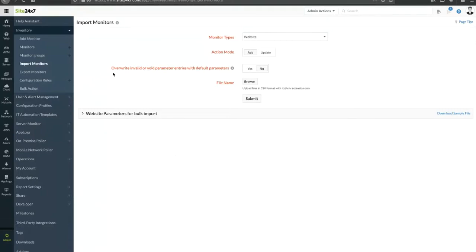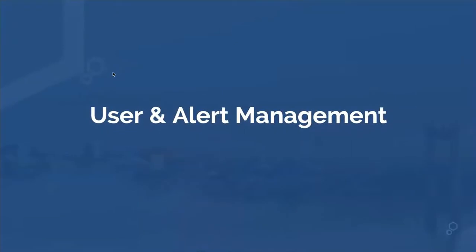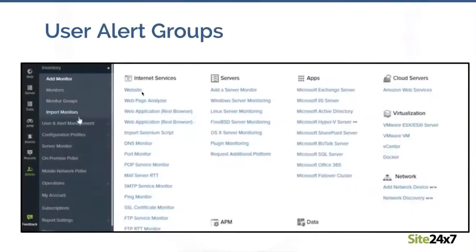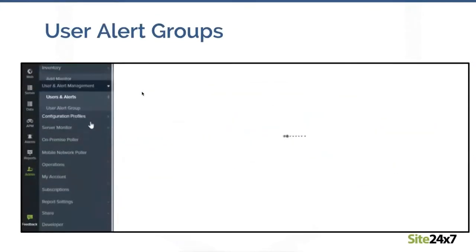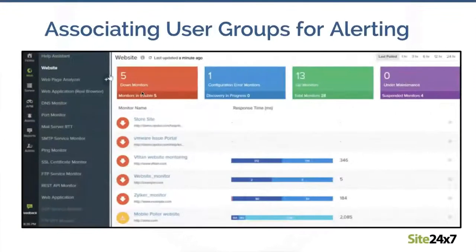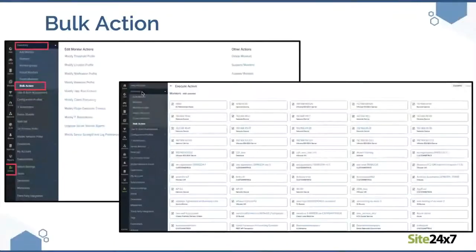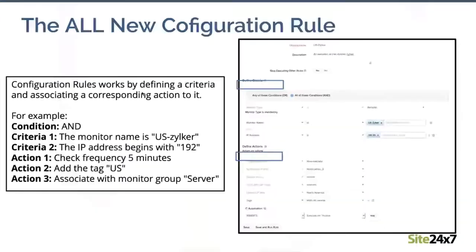Okay, so we have discussed users and alert management. We tried to create a user named Alex and associated it to the AWS team, right? We discussed import and export monitors. We used bulk action to add users and alert groups to multiple EC2 instances. So that is also done.